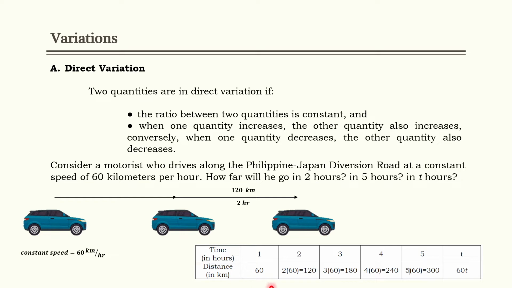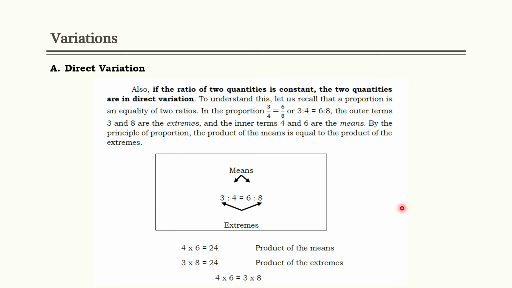Ito yung relationship ngayon ng direct variation. Habang tumataas yung biyahe mo, tumataas din yung distance ng travel. So that is direct variation. Or it could also be habang bumababa yung isang bagay, bumababa din yung apektadong bagay na related sa kanya. So these are just an illustration or example of what is a direct variation. Also, if the ratio of two quantities is constant, the two quantities are in direct variation.